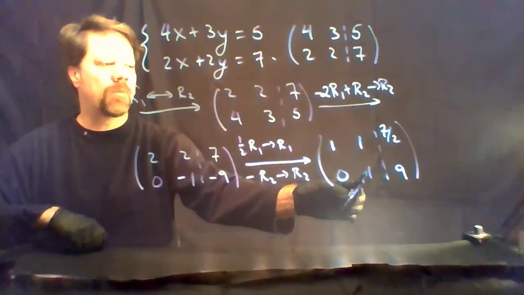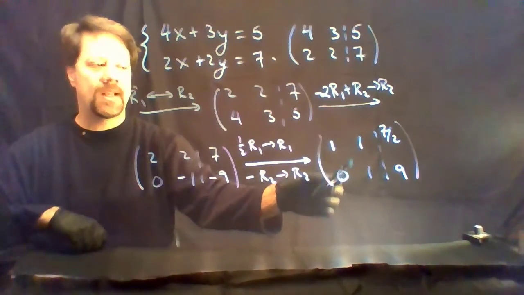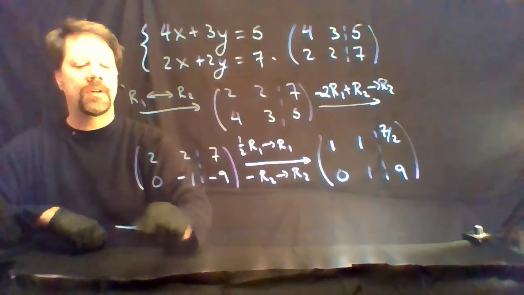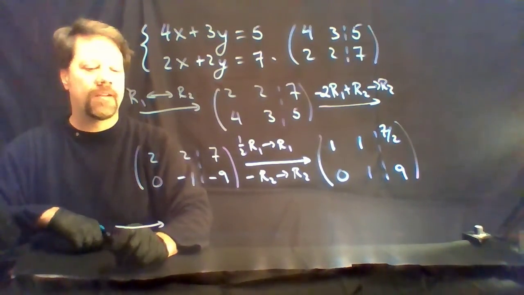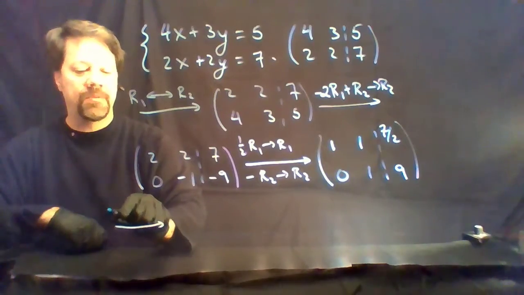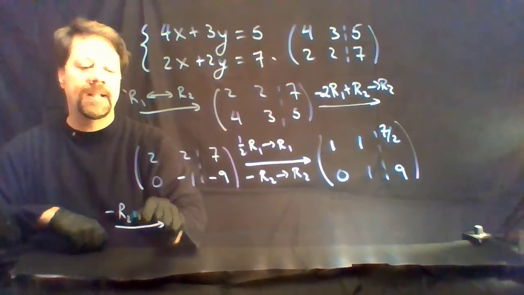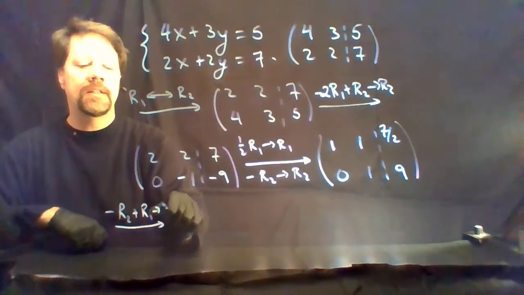Reduced row echelon form requires that you have zeros above leading ones as well as below. So to put this into reduced row echelon form, we need to multiply row 2 by negative 1 and add to row 1, yielding a new row 1.